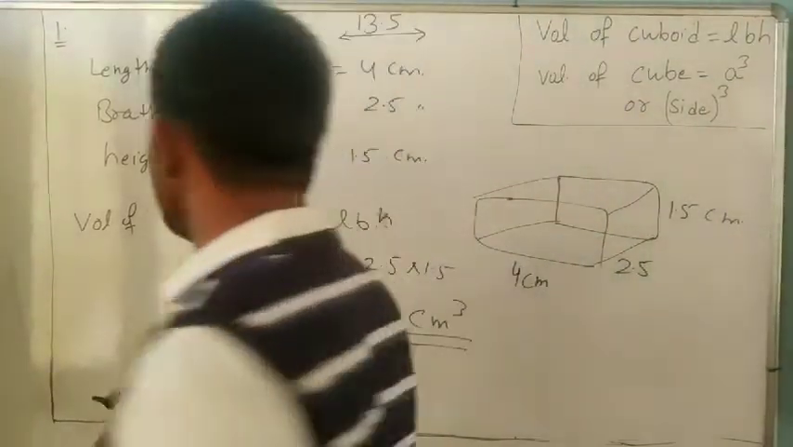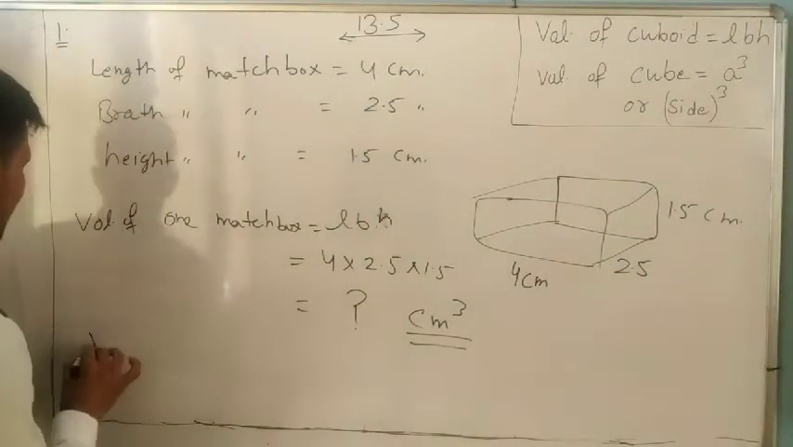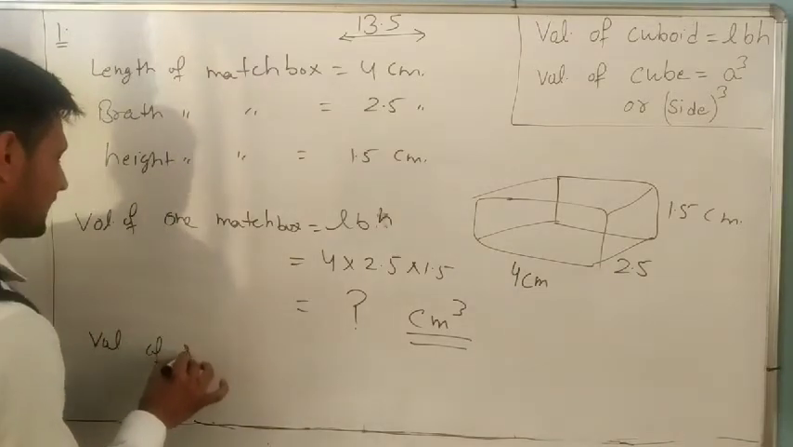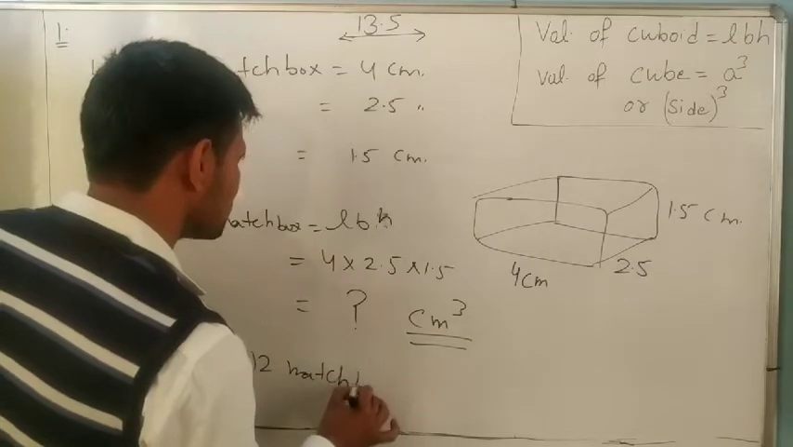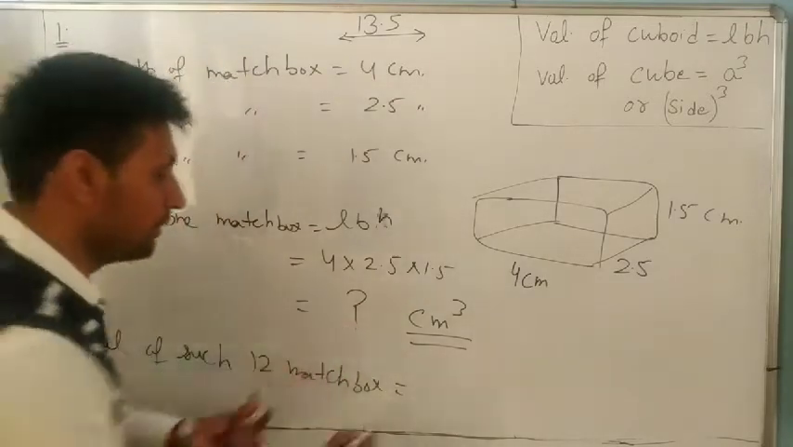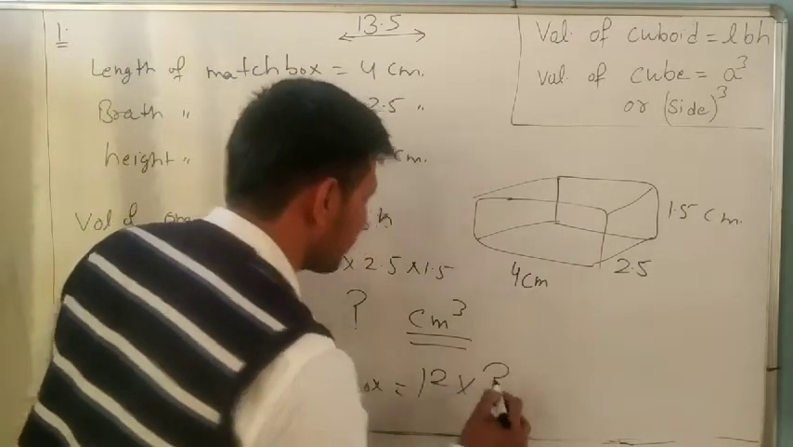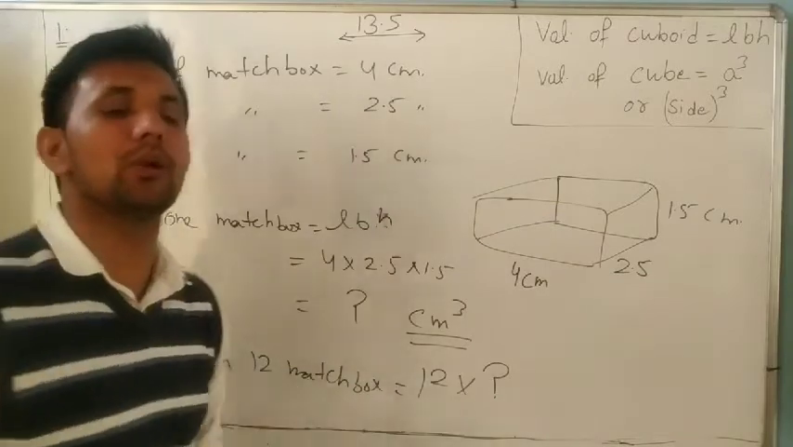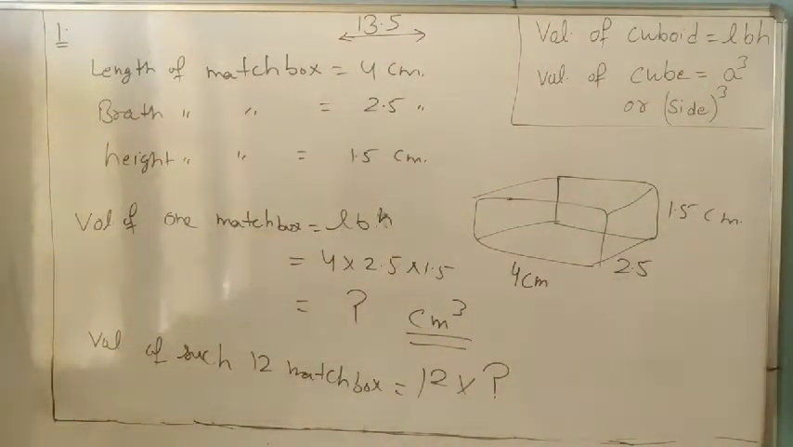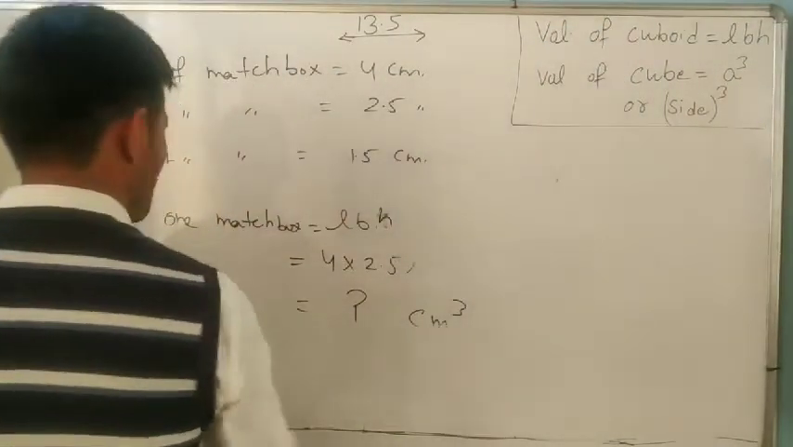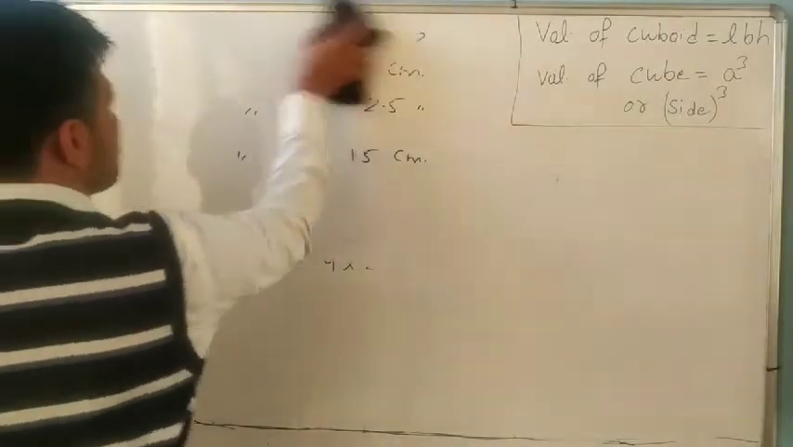But we have to find the volume of a packet. So we have to find the volume of such 12 matchboxes, and whatever comes, we will multiply it. That is the volume of the 12 matchboxes. So do it yourself, multiply it yourself. It is very easy. Okay, so now question number 2.